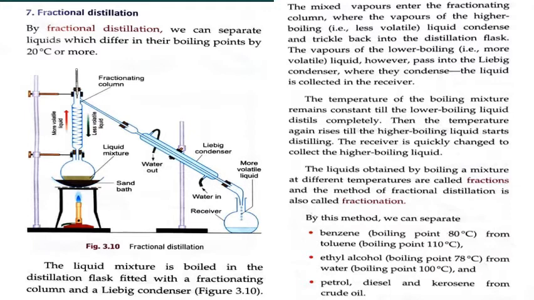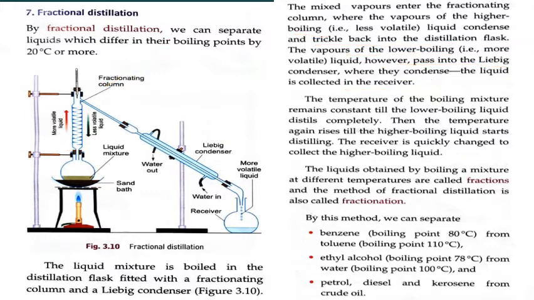So, what is the difference over here? Here a fractionating column is attached. This one. This is the fractionating column which they are talking about. And a Liebig condenser, which we had seen earlier also. The mixed vapors enter the fractionating column, where the vapors of the higher boiling, that is less volatile, liquid condense and trickle back into the distillation flask. The vapors of the lower boiling, that is more volatile liquid, however, pass into the Liebig condenser, where they condense. The liquid is collected in the receiver.